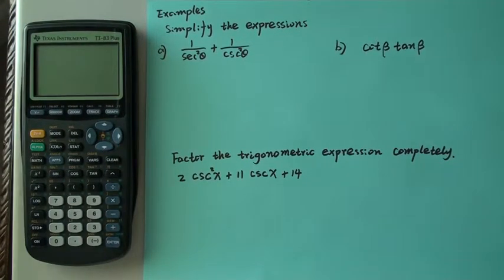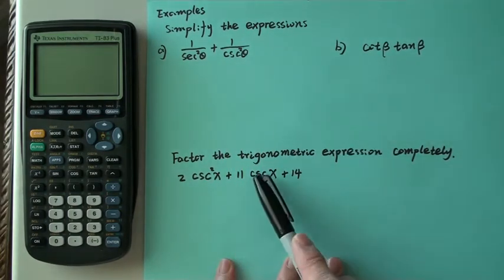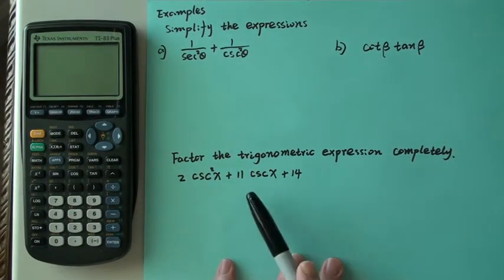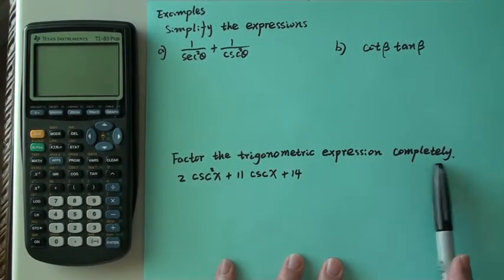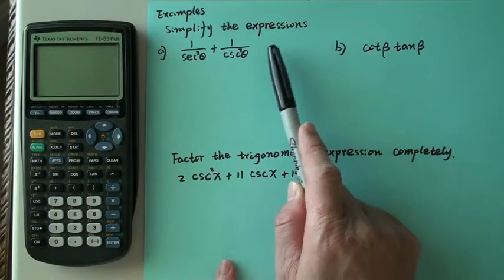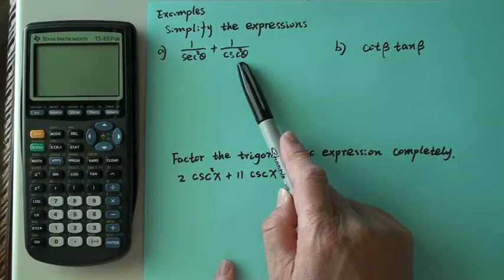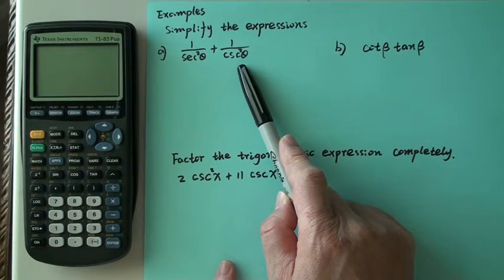In this lecture, we will do 3 examples, A, B, and a third one. Factor the trigonometric expression completely. This one. Okay. How to simplify the expressions? Basically here we want to recall the things we have learned.